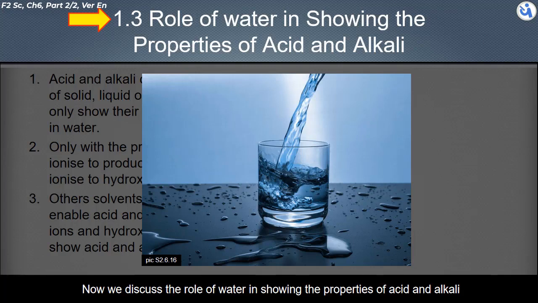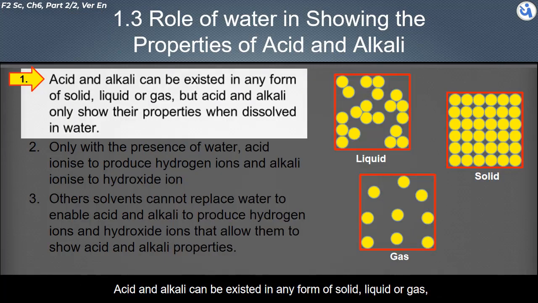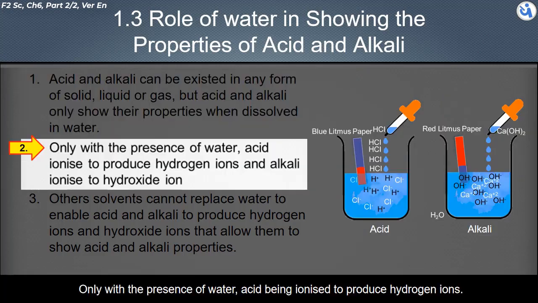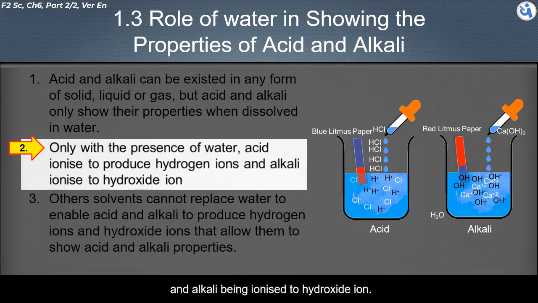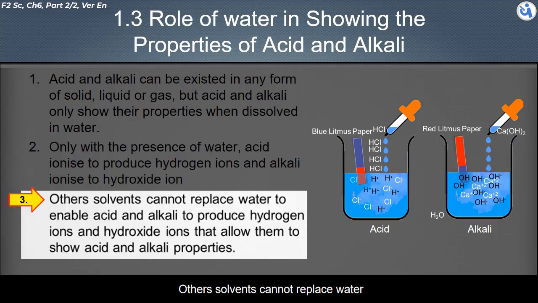Now, we discuss the role of water in showing the properties of acid and alkali. Acid and alkali can exist in any form of solid, liquid, or gas. But acid and alkali only show their properties when dissolved in water. Only with the presence of water, acid is ionized to produce hydrogen ions, and alkali is ionized to produce hydroxide ions. Other solvents cannot replace water.